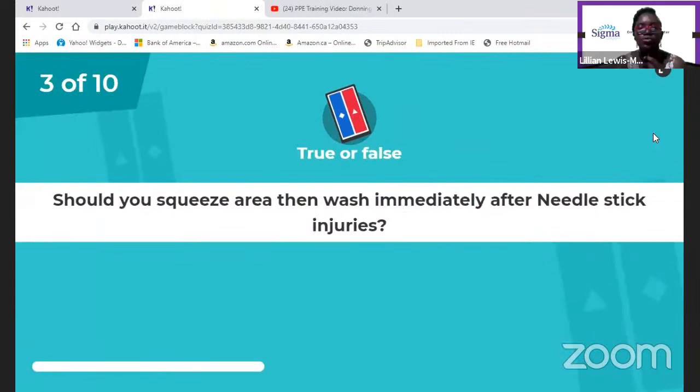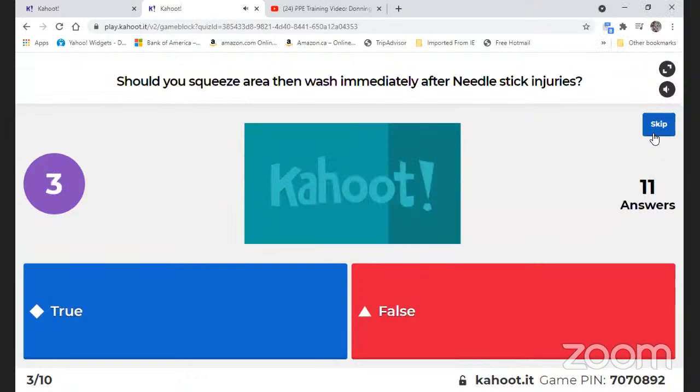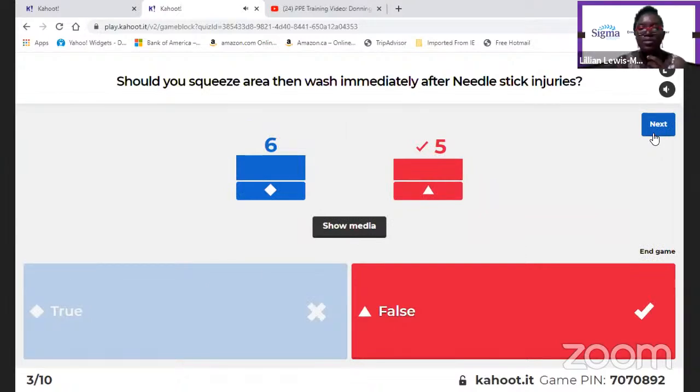All right. True or false? Should you squeeze the area, then wash immediately after a needle stick injury? True or false? Should you squeeze the area, then wash immediately after a needle stick injury? Right. So 6 persons said true and 5 said false.